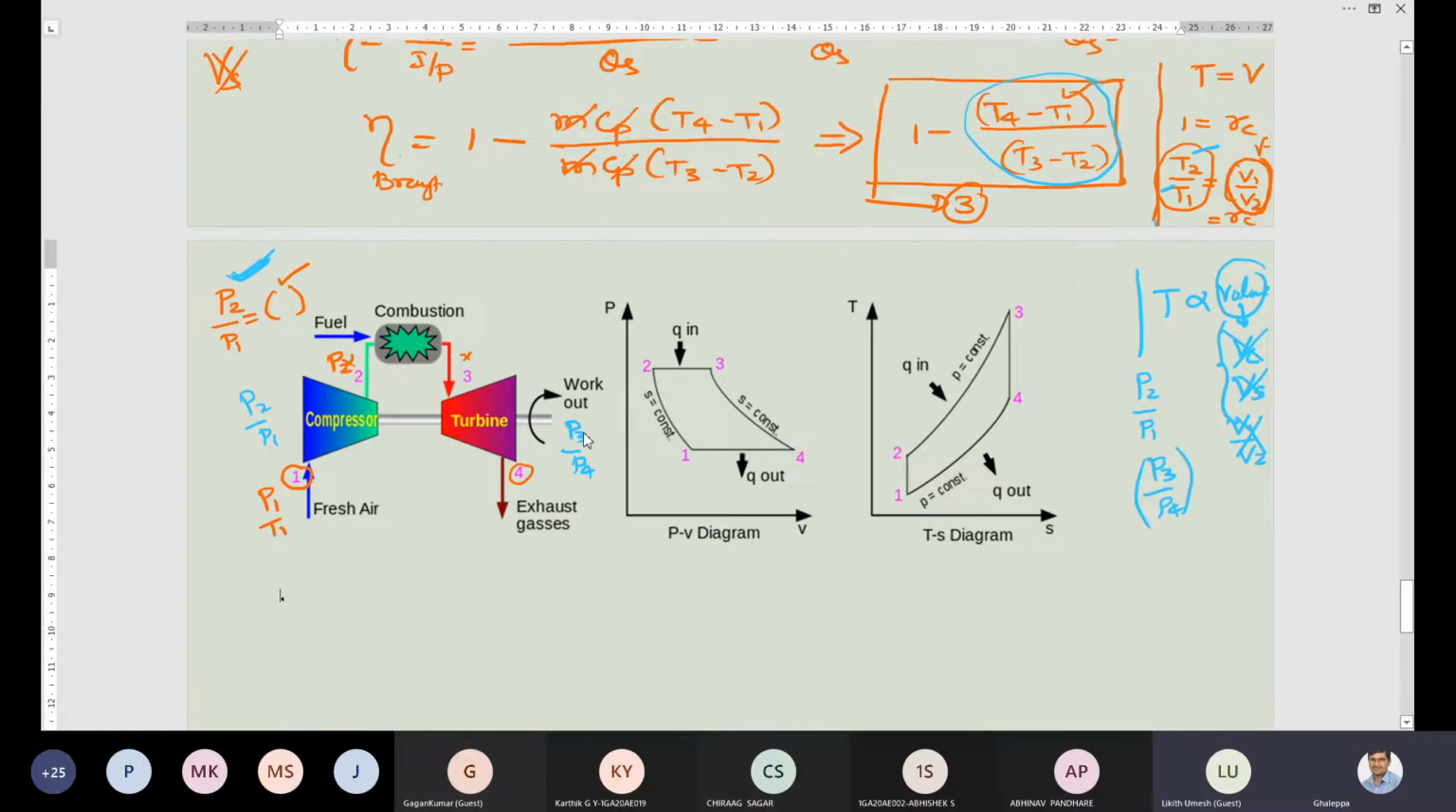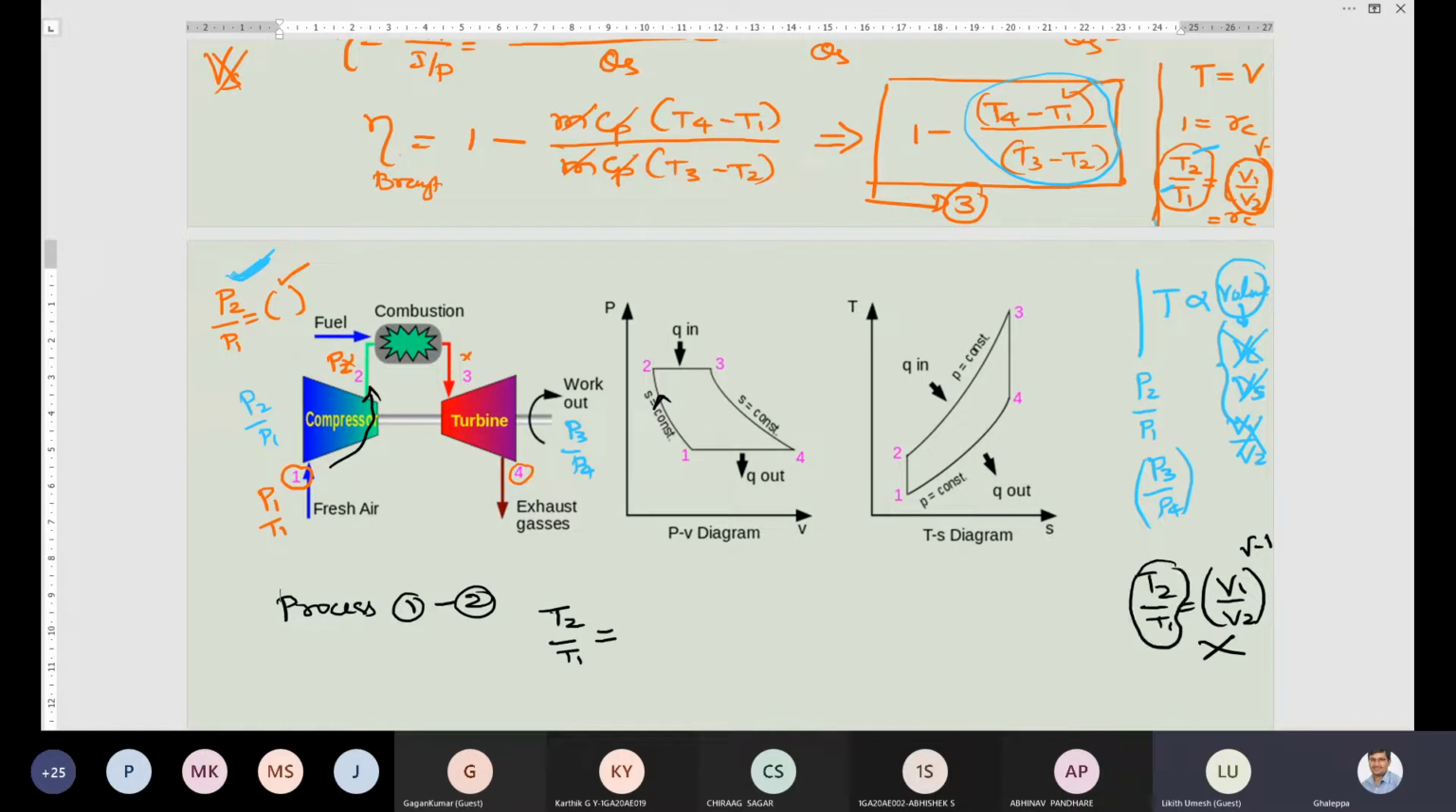So first I will consider the process 1 to 2. Process 1 to 2 is isentropic compression. What is the expression for isentropic compression? T2 by T1. In the previous one, we wrote it like this, for example V1 by V2 to the power of gamma minus 1. I cannot write this equation here, but the left hand side will remain the same, T2 by T1.